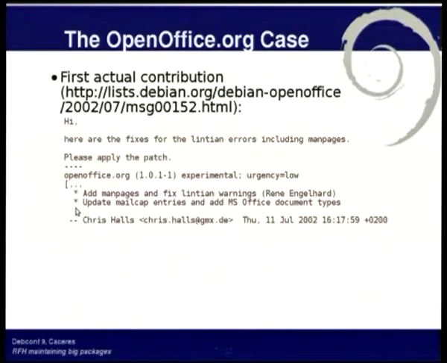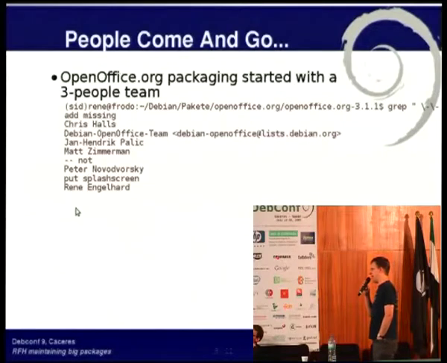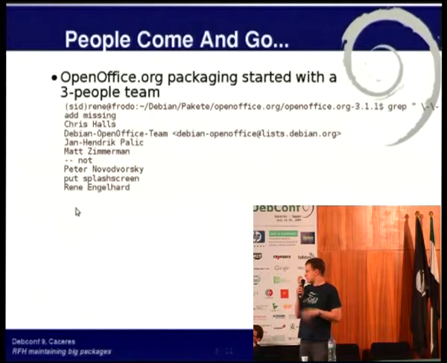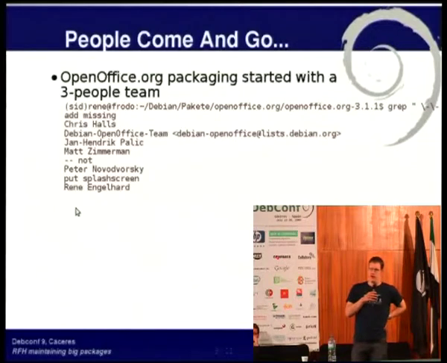A few months later, I actually did my first small contribution, where I wrote man pages and fixed some Lintian stuff, permissions, and so on. That's the first public sign, I was in a changelog entry. Well, this graph is a bit greedy, but it should show what I was aiming at. The packaging started with a three-person team: Chris, Jan Hendrik, and me. Peter was out before I even joined.